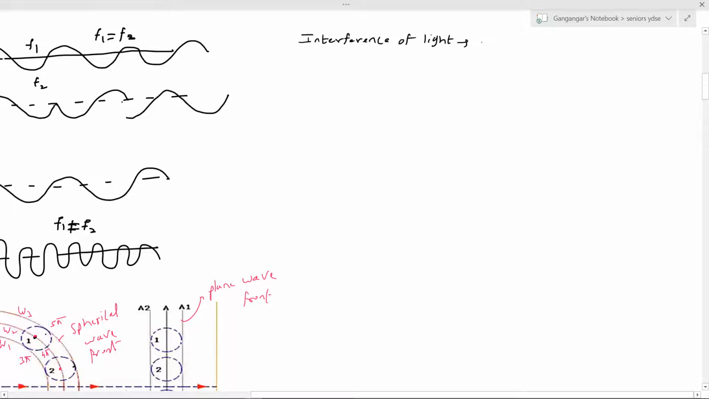So what is the interference phenomenon? When two light waves of the same frequency, with amplitudes that may or may not be equal, undergo superposition, then at that particular point the amplitude will be a function of path difference. I think you have already come across this in the interference of sound waves.